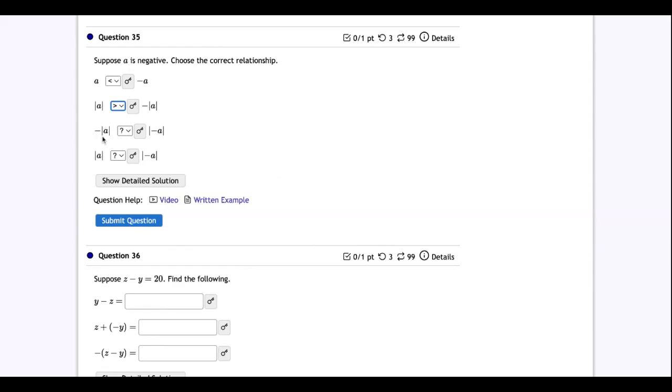Negative absolute value of A is negative. Absolute value of negative A stays positive, so this has to be less than sign. Then absolute value of A and absolute value of negative A are the same, equal to. Okay, anyone has any other questions?